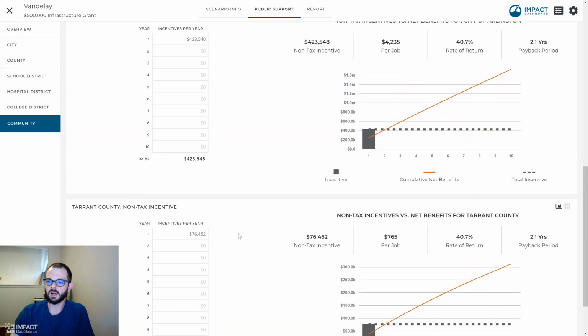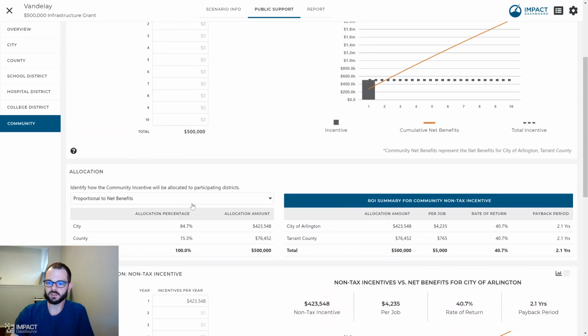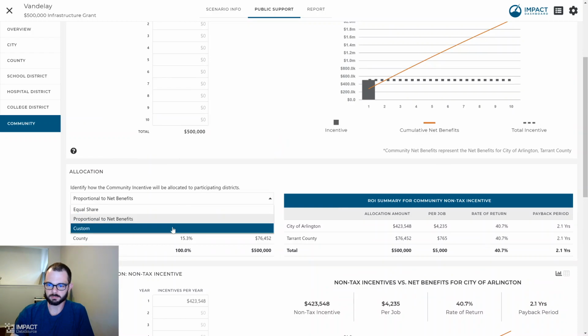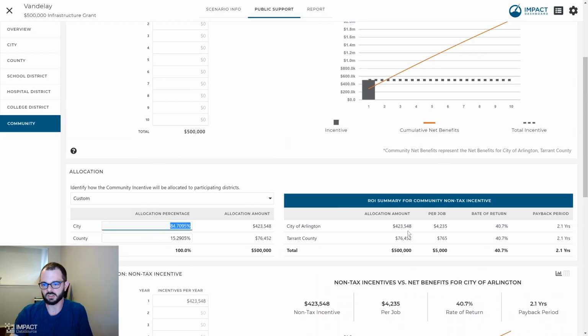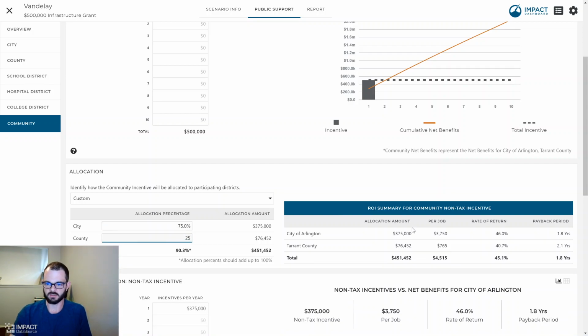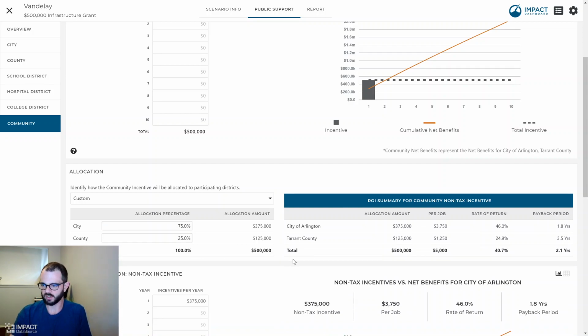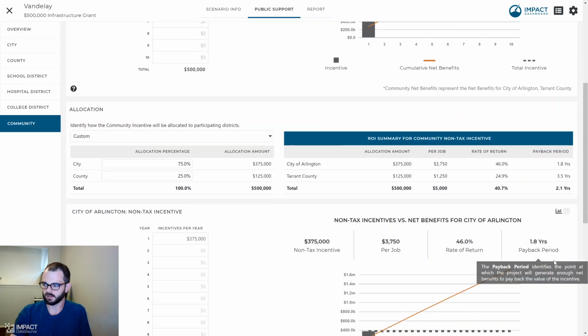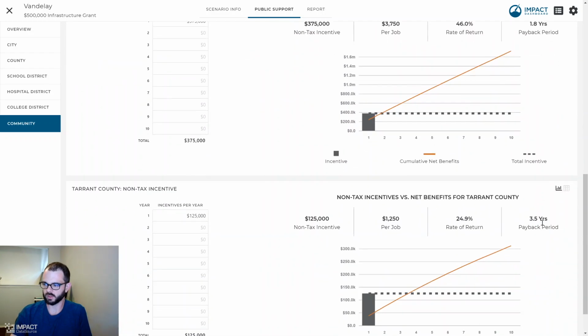Now, the other option we have here would be to do a custom percentage. So maybe if we knew the city is responsible for 75% of this and the county is making up the other 25%, we can just split it out that way. And so now we can see those calculations, and again, individually they're broken out this way.